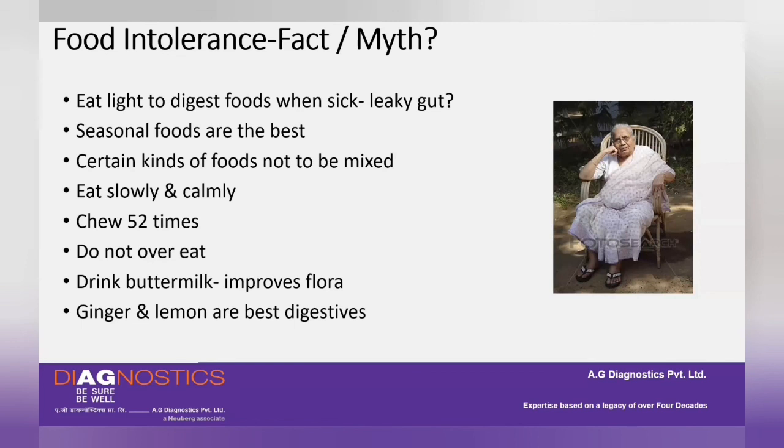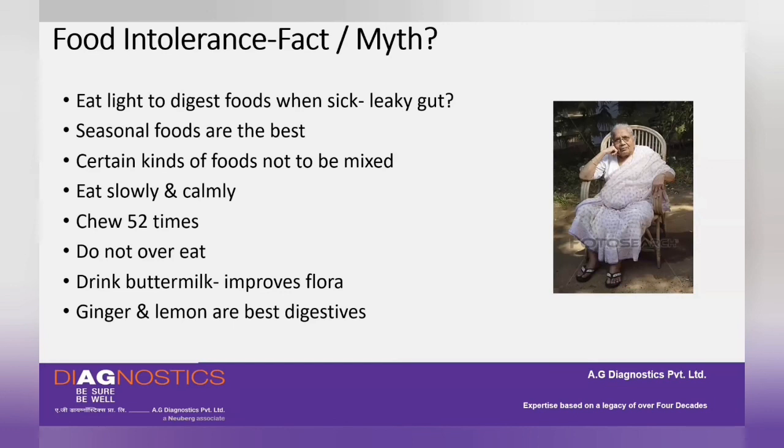Then also there's a logic in seasonal foods being eaten in that particular season, because the body temperatures and the type of the temperature of these foods are supposed to be compatible with health. Then again, it is always said that certain kinds of food should not be mixed. We are always told to eat slowly, calmly, and chew 52 times, because otherwise the digestion of the food is not good, and these undigested food items are the ones which are going to lead to food intolerance.